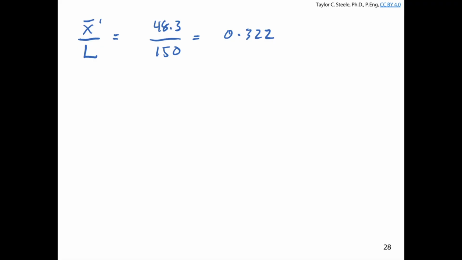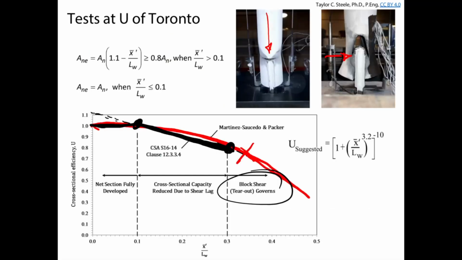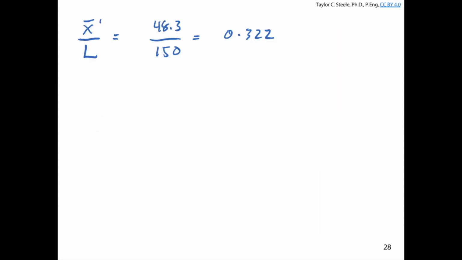Okay? So that's greater than the 0.1 that we have, right? So it's greater than 0.1. But when we look at this graph, we're kind of just over here somewhere, right? So we're really just getting into the area where it's unlikely that net section fracture is going to govern. We're really going to be looking at the gross shear tear out. But we'll just go ahead with this anyway and see what the net section area would be if we continued to use this particular expression.